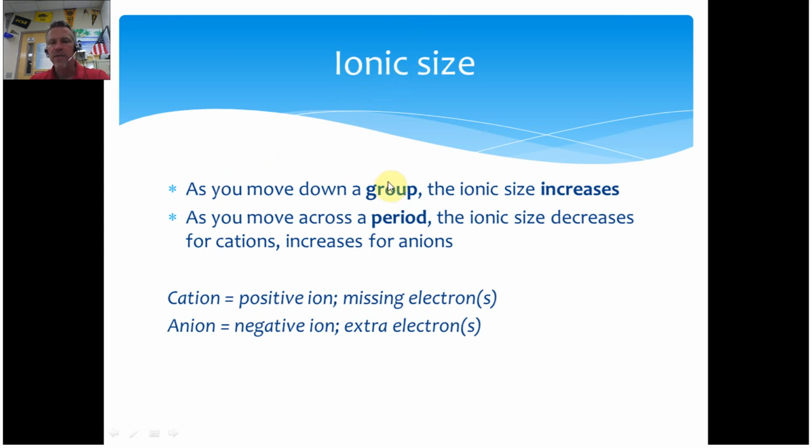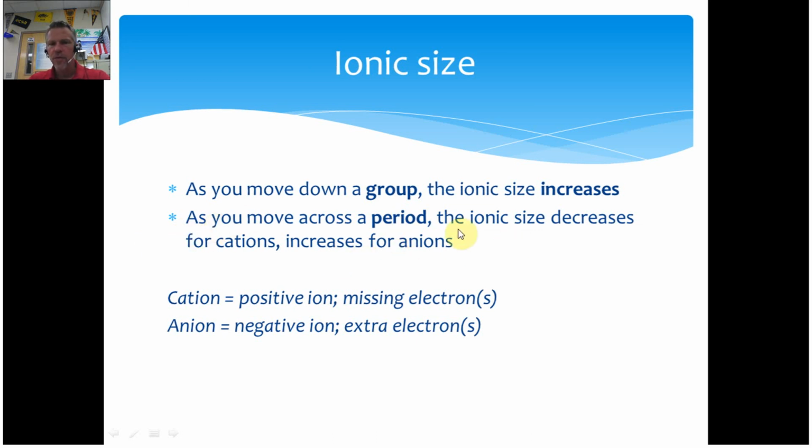Okay, so as we move down a group, so from row 1 to row 2 to row 3, the size of the ion increases, just like the size of the atom increases. And if you think about it, that should make sense because there are more orbitals, there are more electron shells around the atom as you move from row 1 to row 2 to row 3, so the size is larger. The wrinkle comes in when we move across a period.